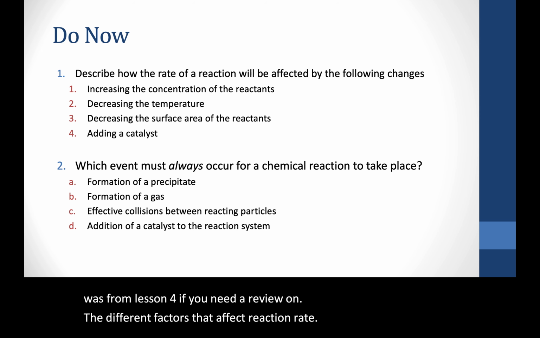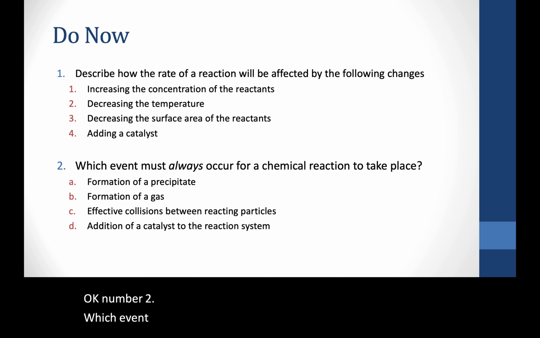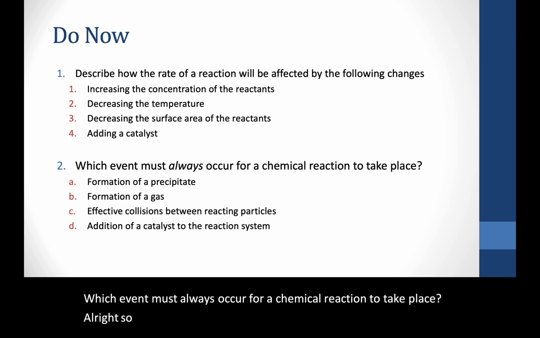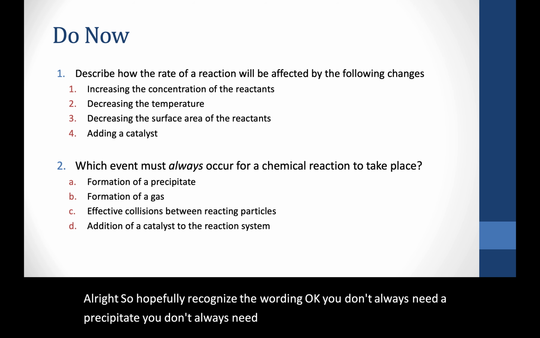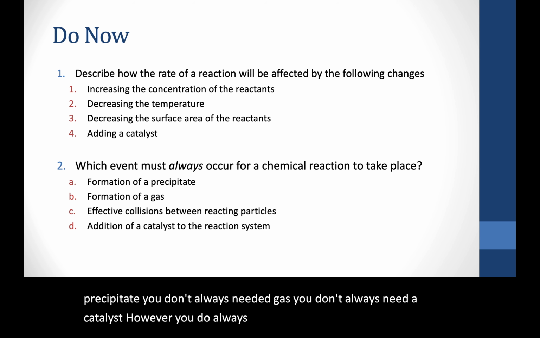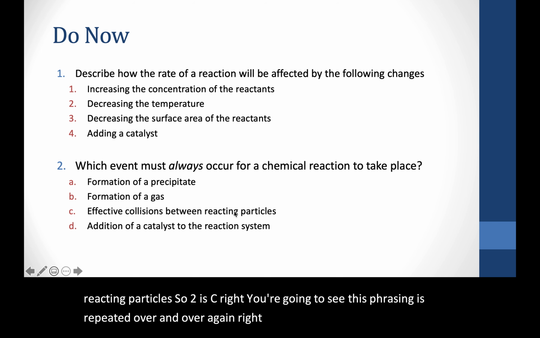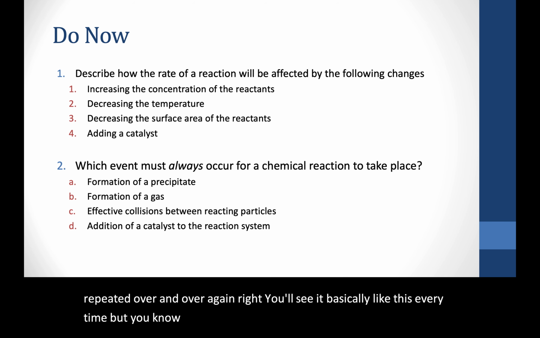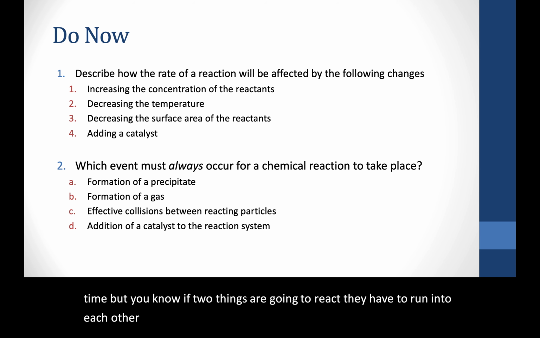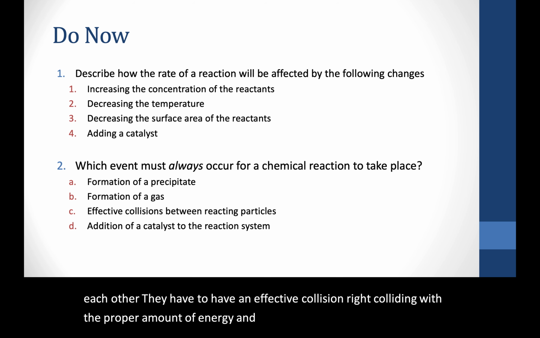Okay, number 2. Which event must always occur for a chemical reaction to take place? All right, so hopefully you recognize the wording, okay? You don't always need a precipitate, you don't always need a gas, you don't always need a catalyst. However, you do always need effective collisions between reacting particles. So number 2 is C, right? You're going to see this phrasing repeated over and over again. But if two things are going to react, they have to run into each other. They have to have an effective collision, colliding with the proper amount of energy and the proper orientation.